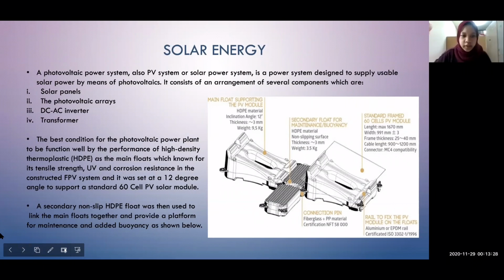Next, the best condition for the photovoltaic power plant to function well is the use of high density polyethylene, HDPE, as the main floats, which is known for its tensile strength, UV and corrosion resistance in the constructed FPV system, and it was set at a 12-degree angle to support a standard 60-cell PV solar module. And a secondary non-slip HDPE float was then used to join the main floats together and provide a platform for maintenance and added buoyancy, as shown below in the picture.